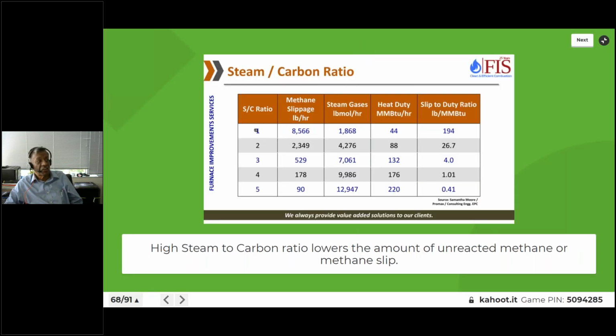So you can see the effect of steam to carbon ratio. This has been done by an engineer, Samantha Moore, and she has simulated 5 cases. She simulated a lot of cases, but I basically picked 5 using steam to carbon ratio of 1 all the way to 5. And basically that shows how much methane slippage there is. This is the steam gas or the steam that we are using. This is the heat duty of the reformer furnace. As we keep on increasing, the heat duty keeps on increasing. And then basically slip to duty, so how much slip per duty, in ratio of pounds per million BTU.